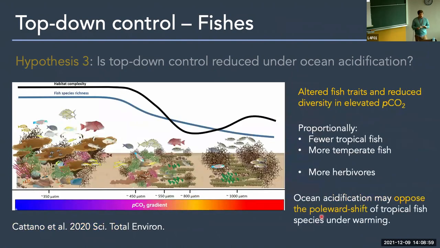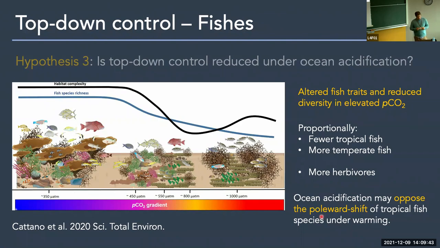When we look into the fish, along with some colleagues in Italy, Marco Milazzo and Carlo Cattano, we looked into how the fish changed within our Shikine site. They looked into many of the traits of the fish to get some understanding of whether particular types of fish, or functional traits, were being lost. Generally, there were fewer tropical species, but more temperate and herbivorous species. Part of the reason for this loss of tropical species is because the ones we normally find are associated with a habitat. They live in a coral, they live in an anemone. When that is lost, they're no longer found within that turf environment. So it's indirectly through this loss of habitat.